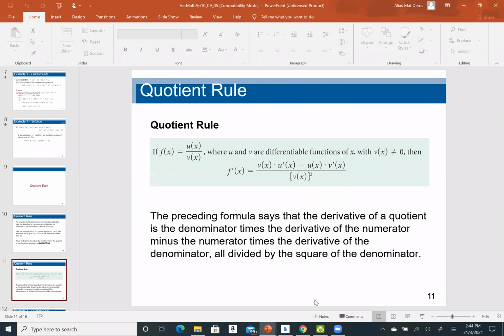So I want you to write down the formula, because if you don't write down the formula, it's more difficult to remember. If you write it down every time, the memory will be stronger. Okay, write it down. What is the formula? What is the rule?